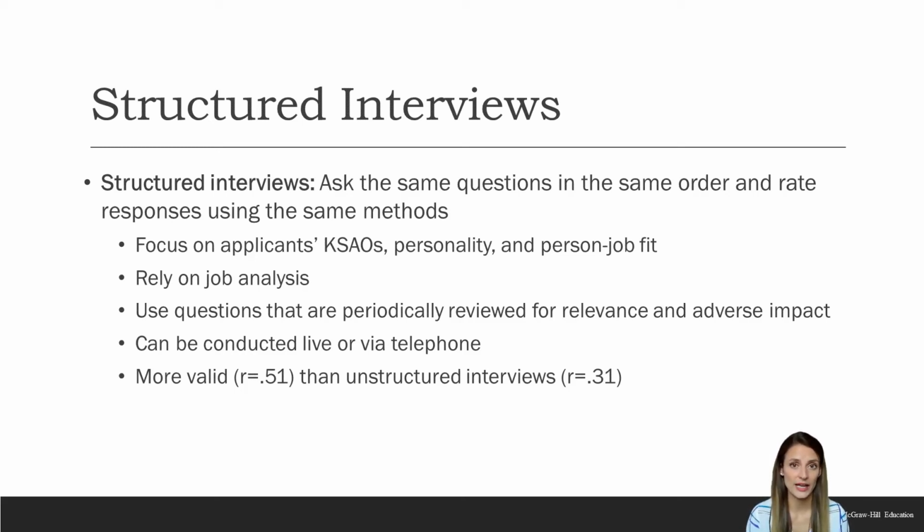They should rely on job analysis. The questions should be based on things that are relevant to the job. What is your favorite color? What is your age?